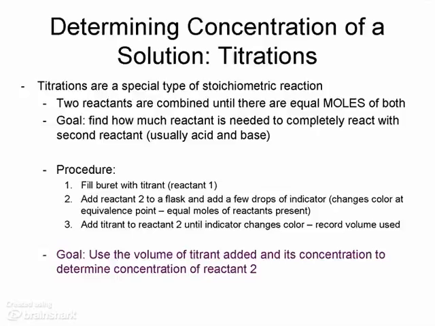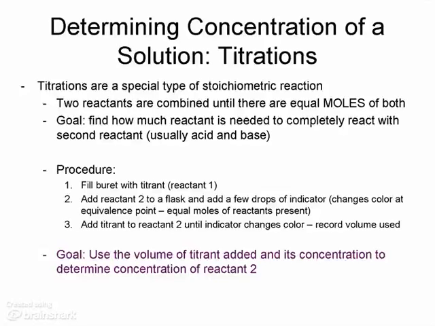So the procedure for the titration is you fill up your buret with titrant, so that's your reactant number 1. Then you add reactant number 2 to a flask and add a few drops of indicator. So the indicator is what changes color at the equivalence point, and the equivalence point is when you reach equal moles of reactants.